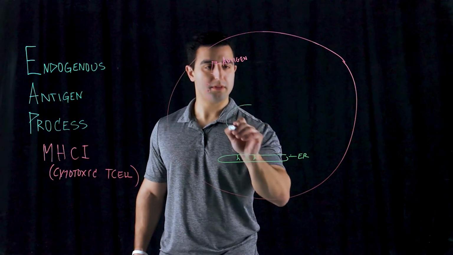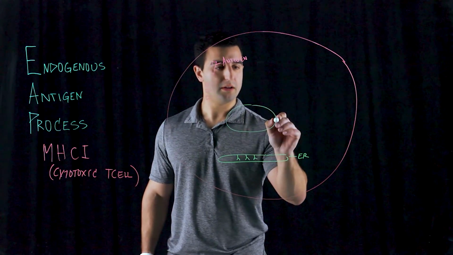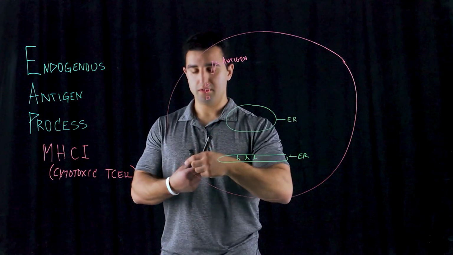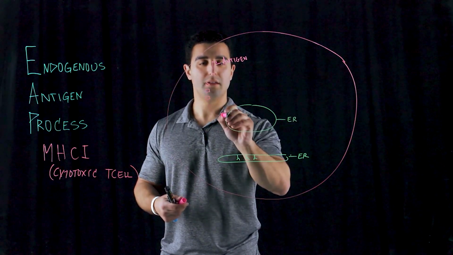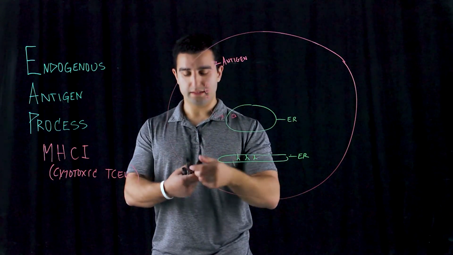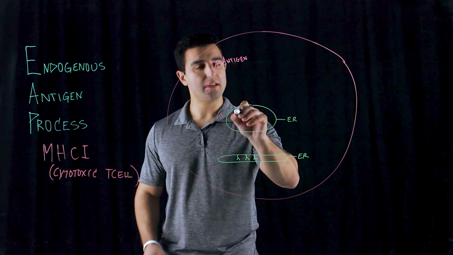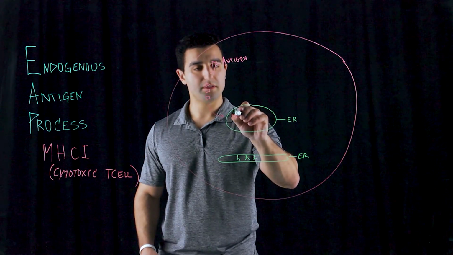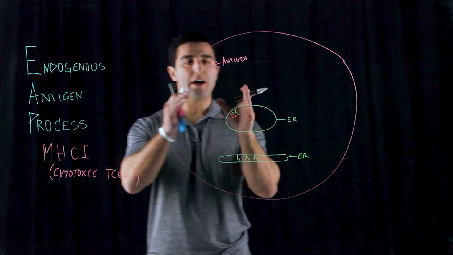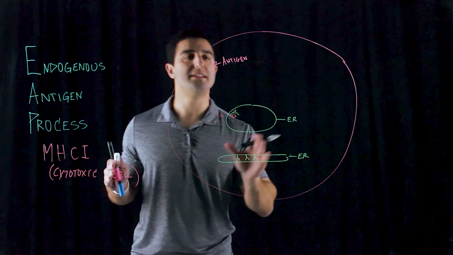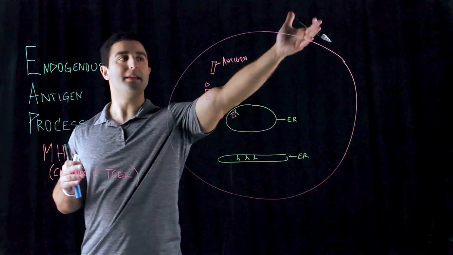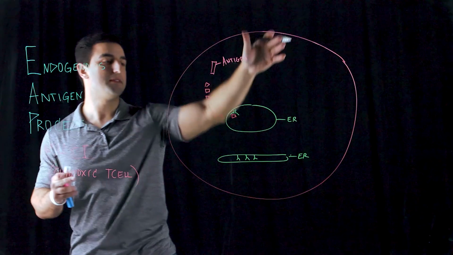permeates through this ER. So you have this antigen coming into this ER here. Now you have this little antigen, and it binds to these MHC class receptors here. So these MHC class receptors now have this antigen bound, and the whole purpose of this in the end is to allow for this to be processed by being displayed on the extracellular surface, right?